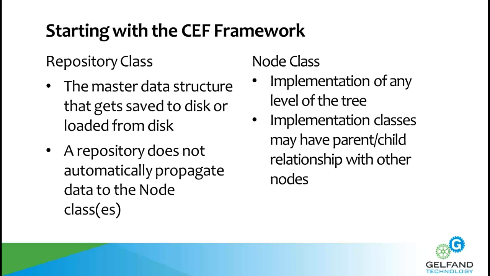The other thing you have is your node class. This is an implementation of what's going to be in your tree. You can have multiple different types of node classes. They can exist, and you can define that one may exist as a subset of another, or several can exist as a subset. And they all inherit back to the base node class. They may or may not inherit from each other. And the system I did actually uses both.